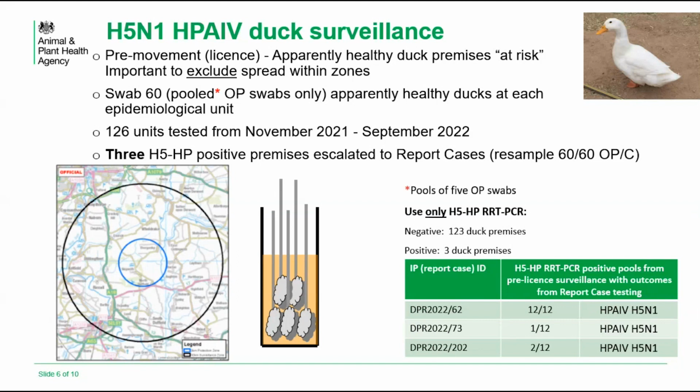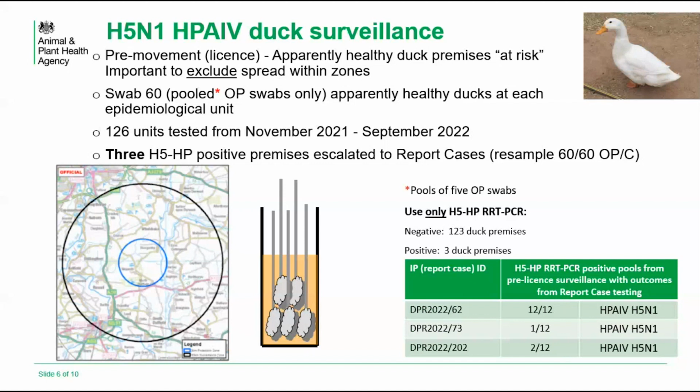So they've gone back to the affected epi unit and resampled, put restrictions on the premises, and resampled 60 oropharyngeal and cloacal swabs. So the 3 positive cases, if you look towards the bottom right-hand corner of the slide, we had the 3 reported cases which emanated from the positive pre-movement surveillance. So you can see the middle part of the box.